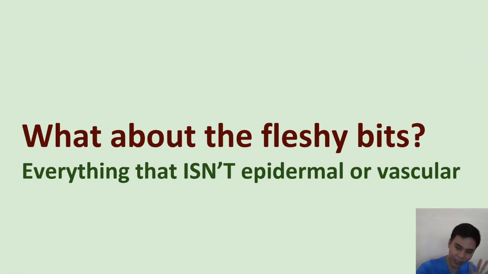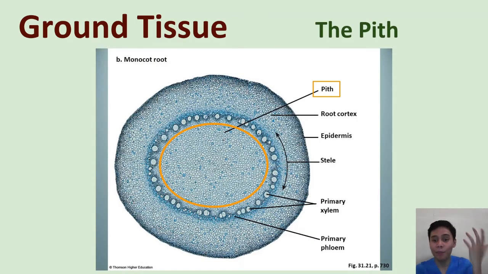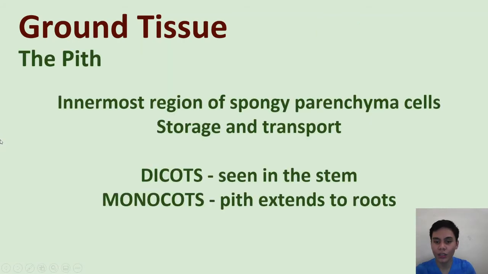So what about the fleshy bits of a plant? If it's not the outer covering or the tubes that transport food and water, we have the ground tissue. The ground tissue is responsible for the horizontal transport of food and water and for photosynthesis. We have three types: the pith, the cortex, and the mesophyll. The pith is the inner part of the stem or the root. So the inner part is responsible for storage and transport of your food and water.